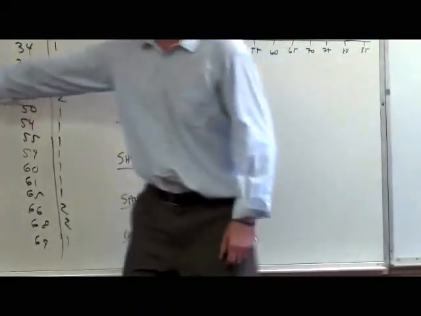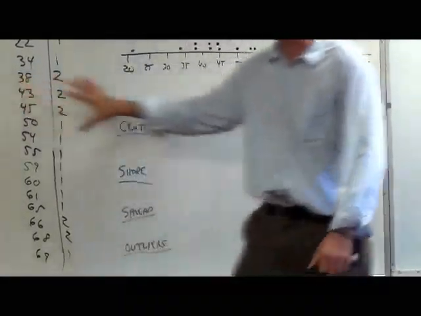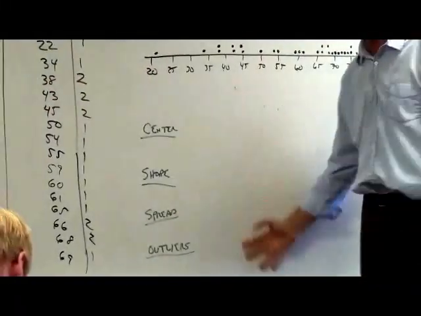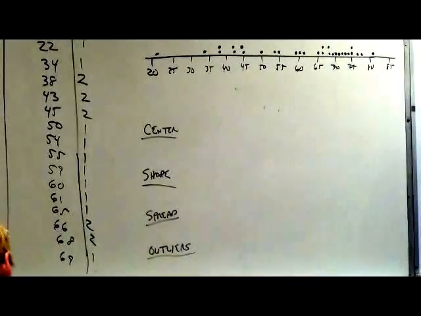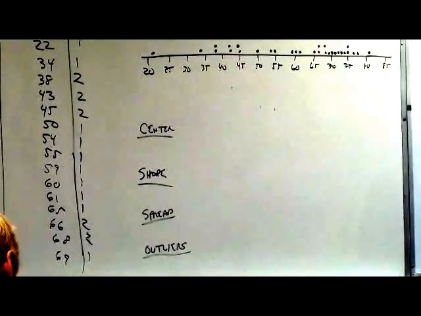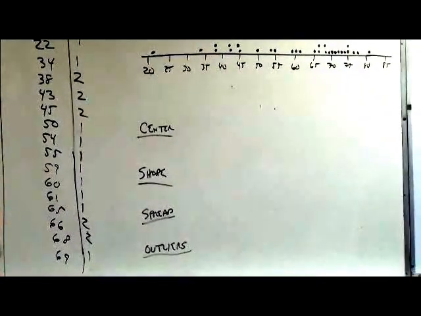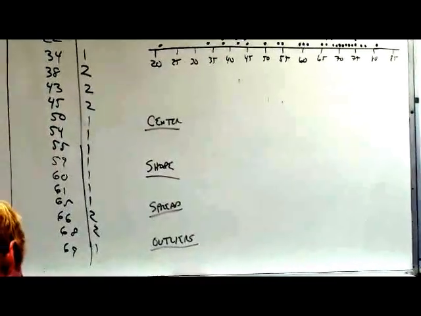Notice we didn't talk about these things over here in categorical. They don't make sense in categorical. Only if you have quantitative data, there are four things that we're going to analyze. Center, shape, spread, and outliers. So over the next 3 weeks, I'm going to be explaining these to you.